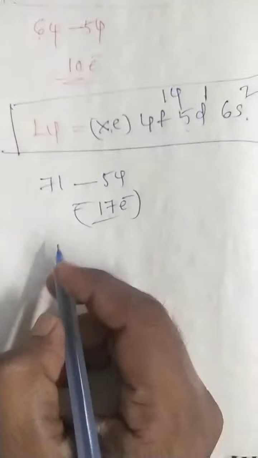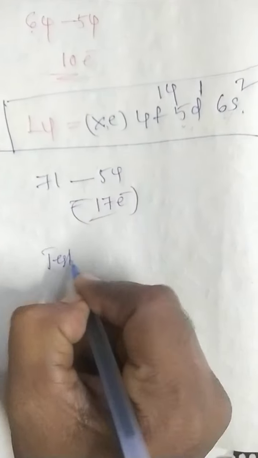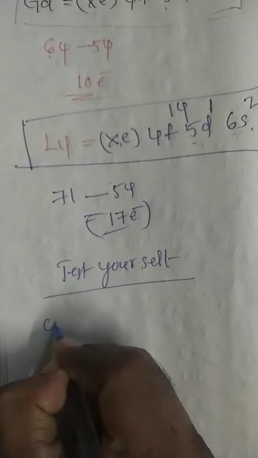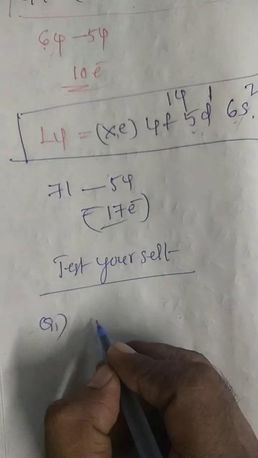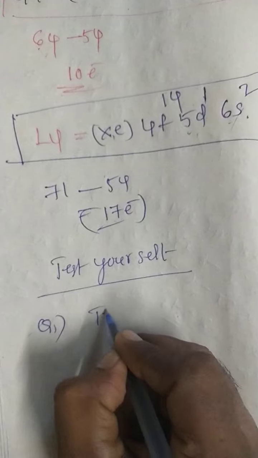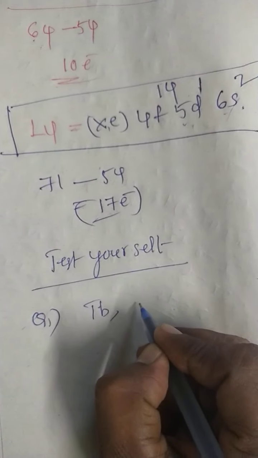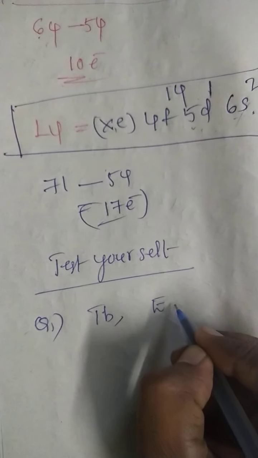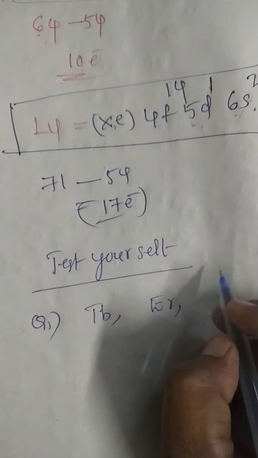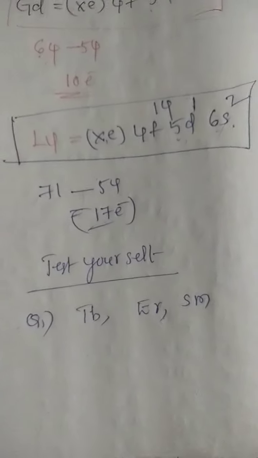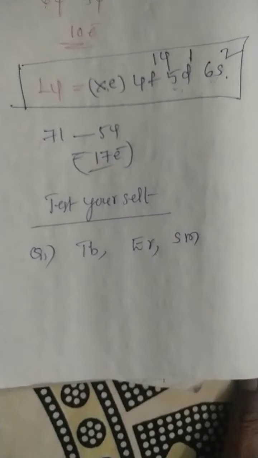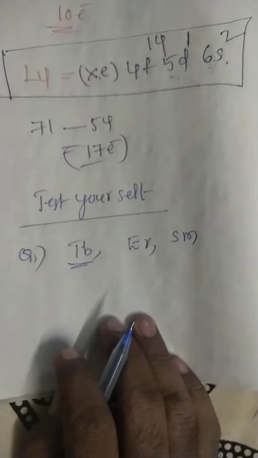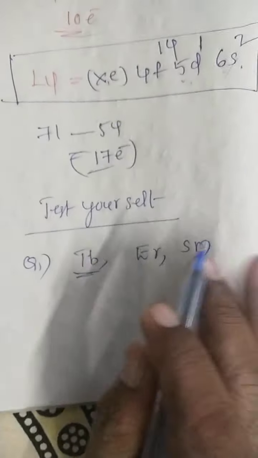Now test yourself questions, so do the practice. Question number 1: write the electronic configuration of terbium, erbium, and samarium. So this is a test yourself. I will first explain one example, and the remaining examples you will do as homework questions.